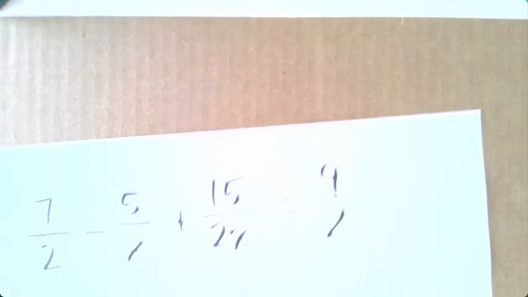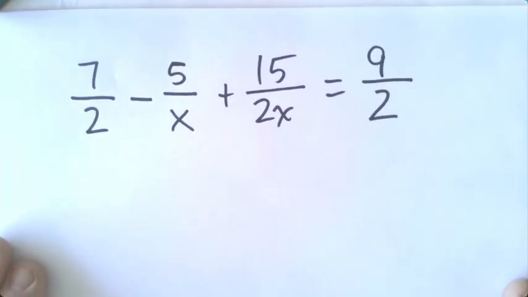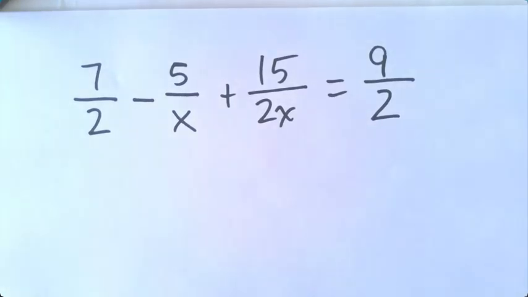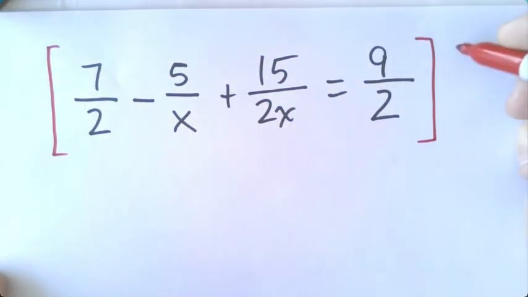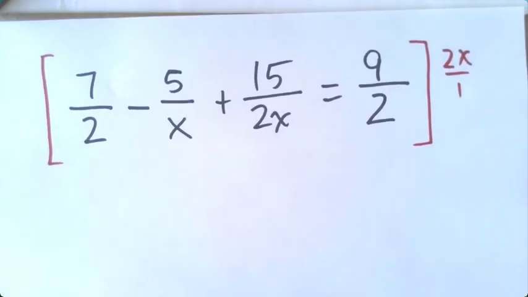Next. Hey guys, what's the thing that I can multiply everything by to bust up these fractions? Yeah, 2x. And I like how you said 2x over 1 because it's convenient to write it that way, right? 2x over 1. If I was multiplying it by 2x over 2x, I would just be multiplying it by 1 and it wouldn't change anything.